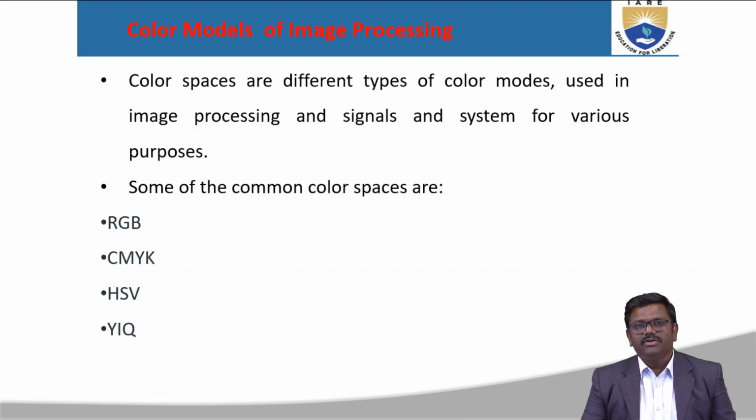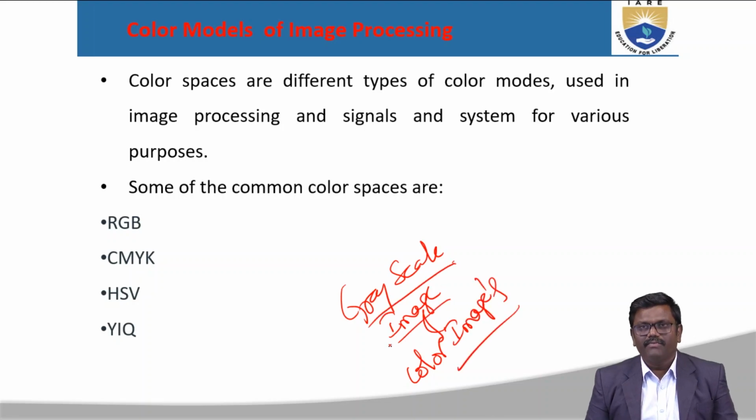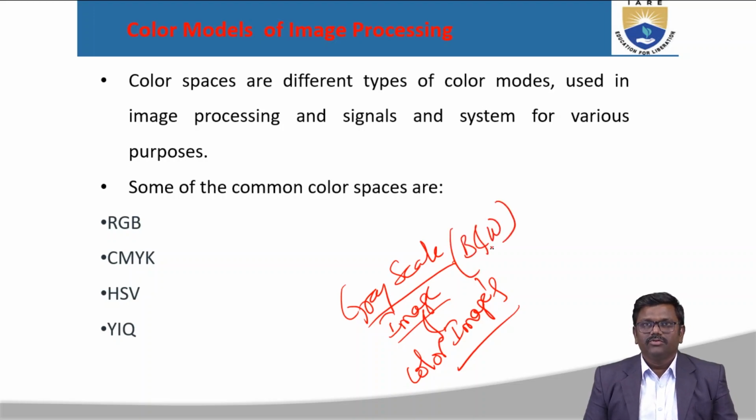Image processing concentrates not only on black and white, that is grayscale images, but also on color images. Black and white is nothing but grayscale images. So we are processing such images when we concentrate on color spaces, the different types of color models used in image processing and signals and systems for various purposes.